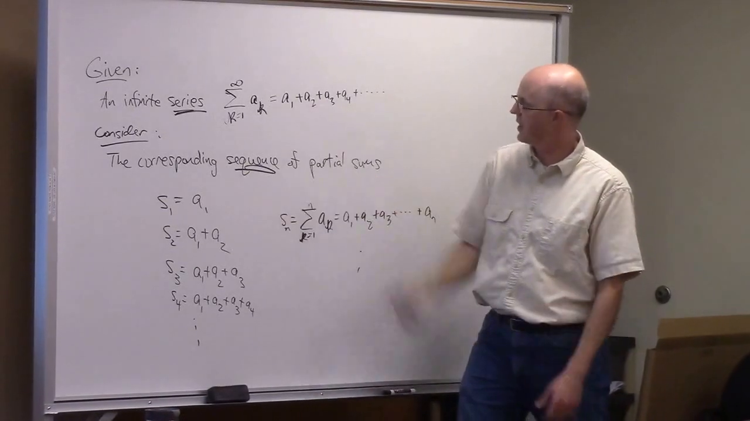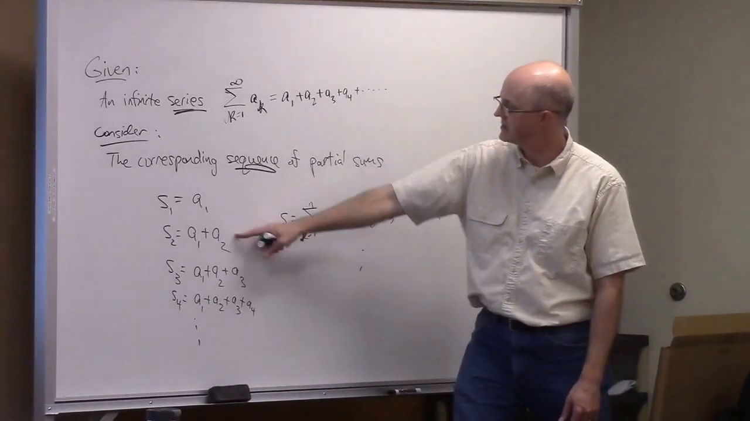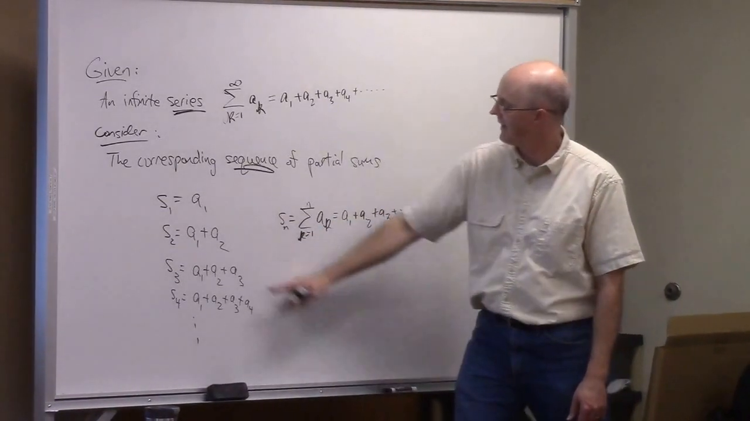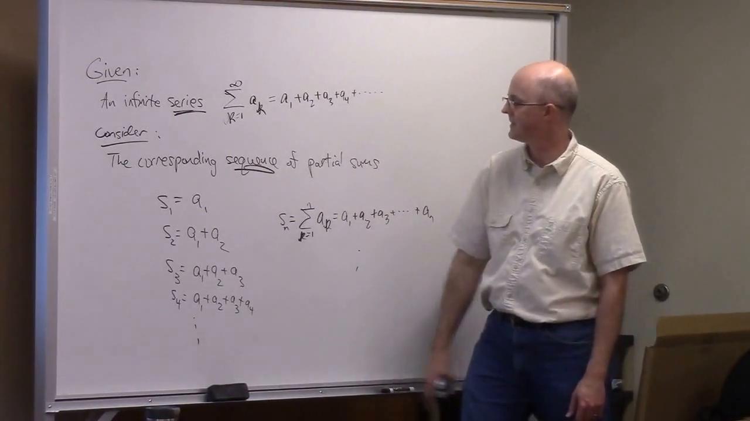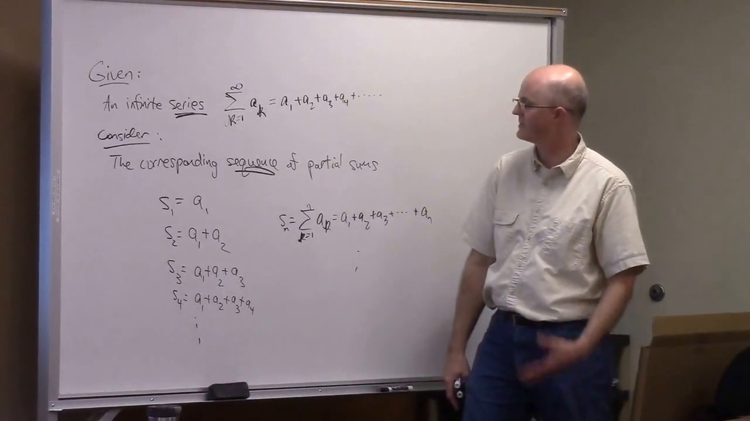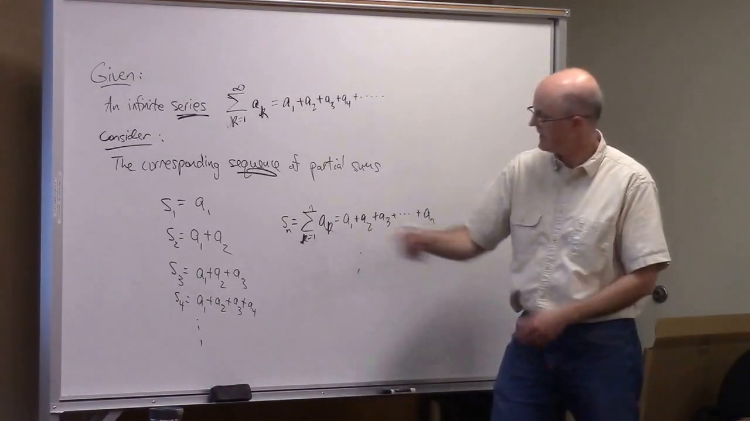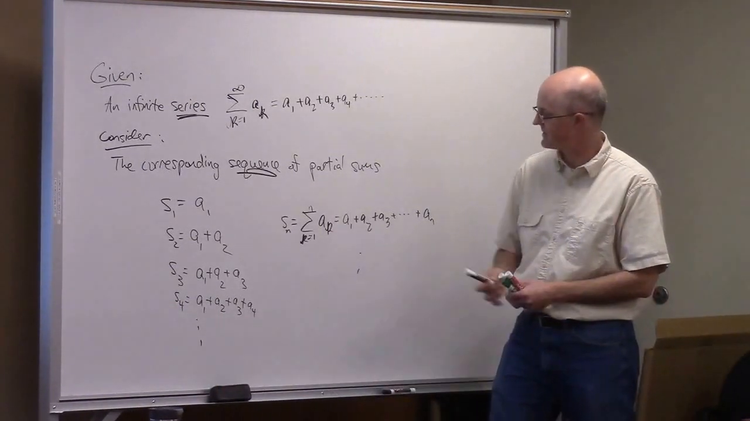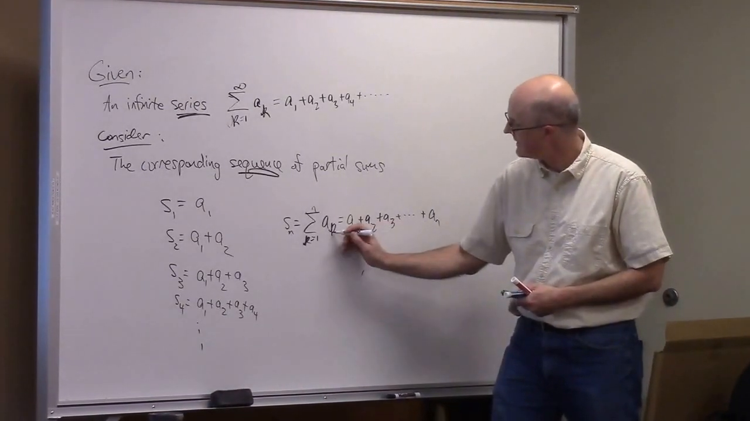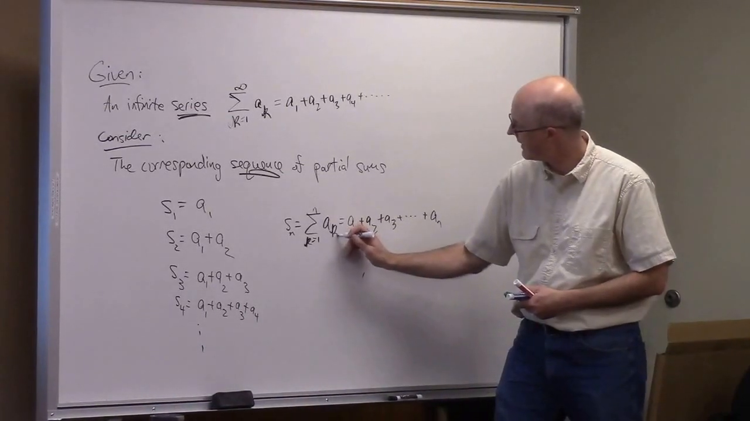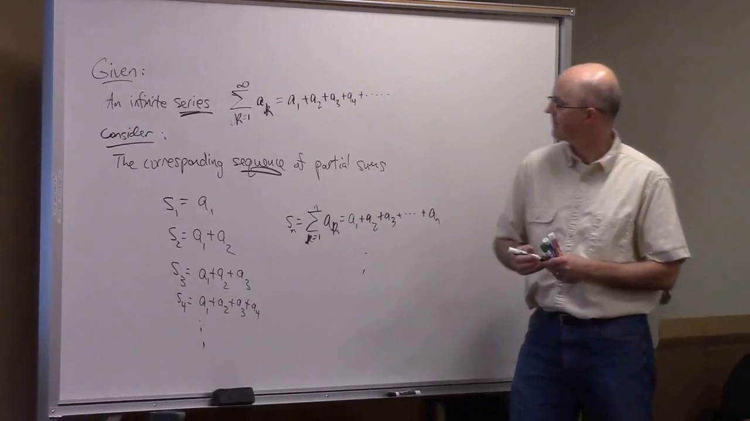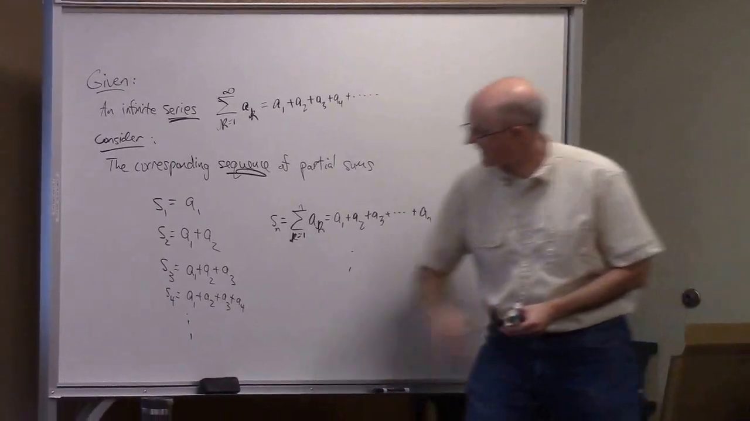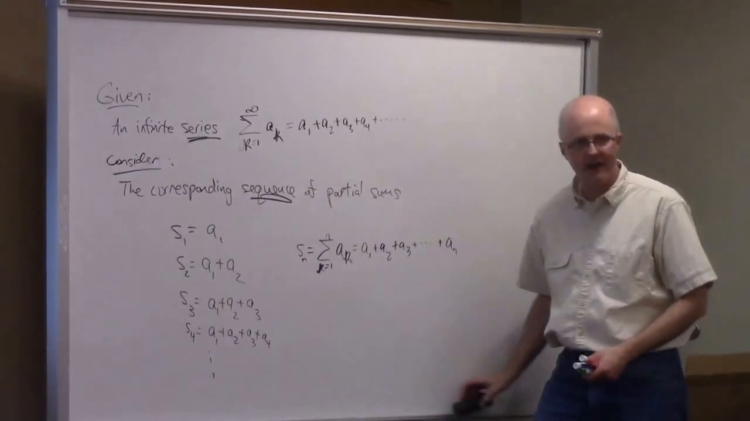S1 is just the first term that you're adding, A1. S2 is the sum of the first two terms. S3 is the sum of the first three terms. S4 is the sum of the first four terms, etc. In general, Sn is the sum of the first n terms, k goes from 1 to n. This is supposed to be a k here. It is a finite sum, so it is an actual sum, no pretending going on.